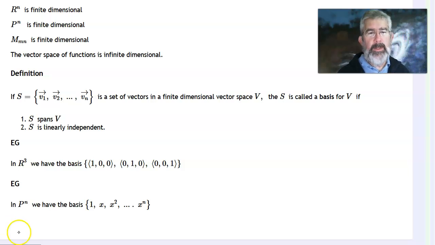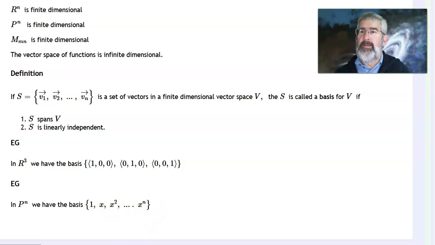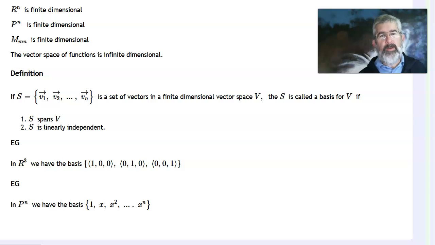Right? Likewise, Pn has a basis consisting of 1, x, x squared, and so on up to xn. Apparently that period should be a comma. I mentioned up above that Pn was finite dimensional because this was a spanning set. Not only is it a spanning set, it's linearly independent, so it is, in fact, a basis. We will need to look at some examples here and some theorems about bases, and we will do that in the next video.